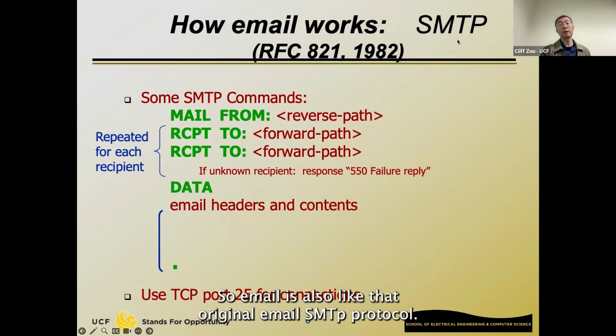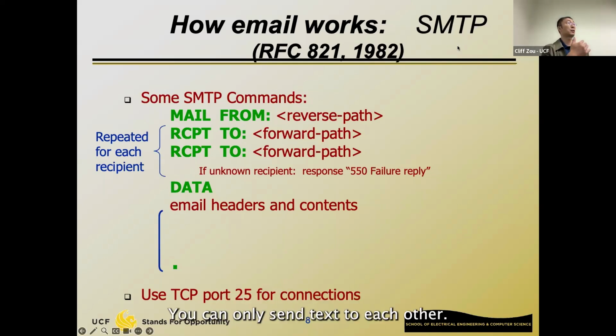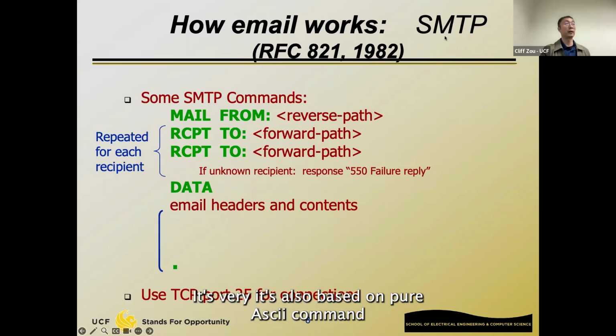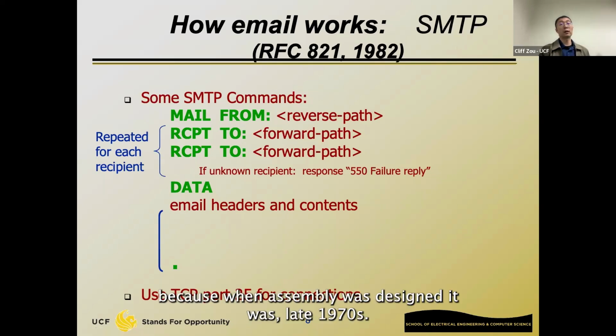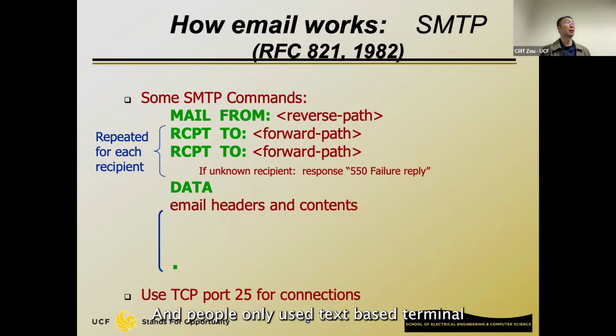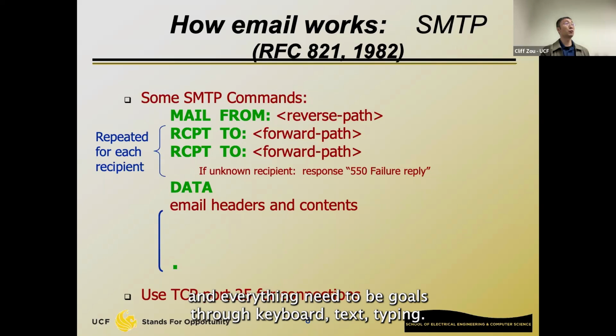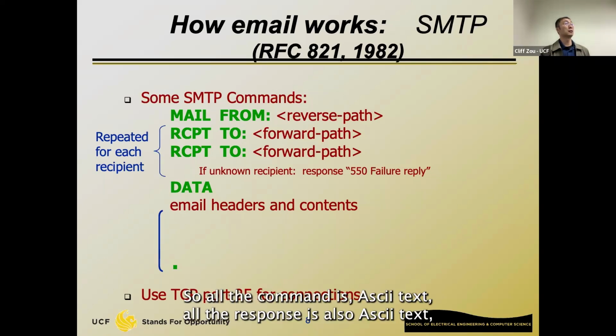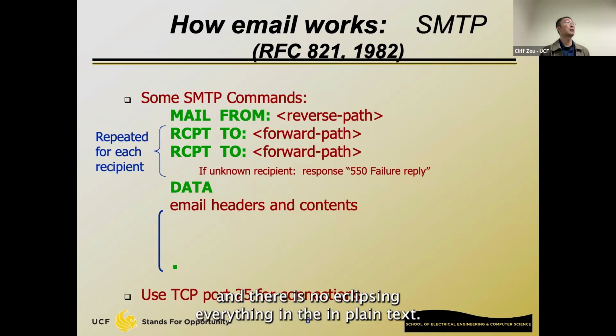With the original email SMTP protocol, you can only send text to each other. And it's very simple. It's also based on pure ASCII commands, because when SMTP was designed, it was the late 1970s, and people only used text-based terminals, and everything needed to go through keyboard text typing. So all the commands are ASCII text. All the responses are also ASCII text, and there is no encryption. Everything is in plain text.